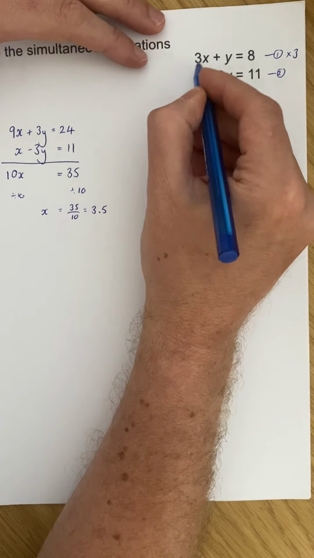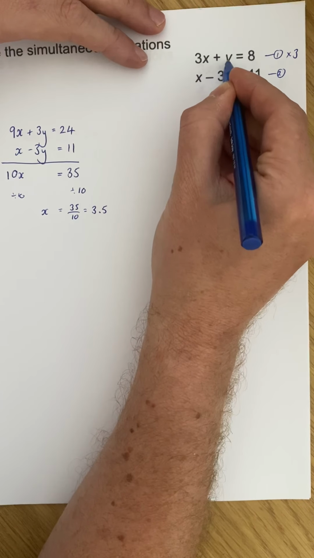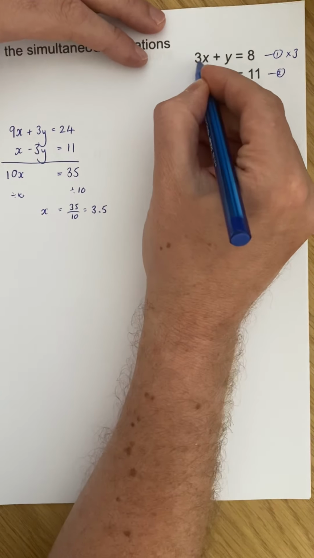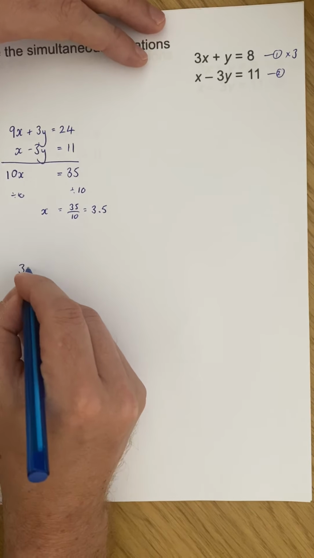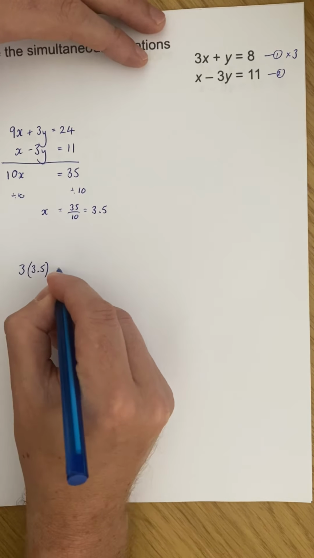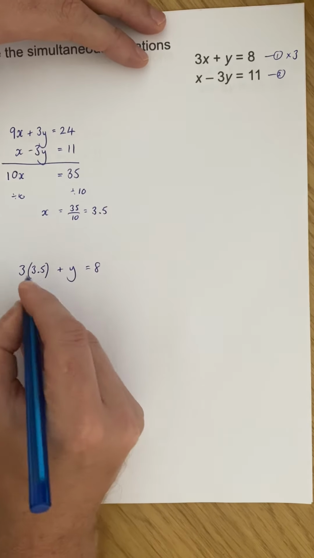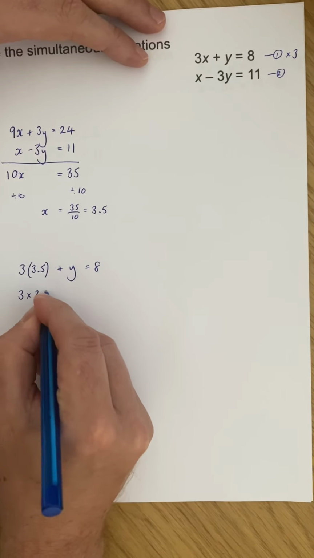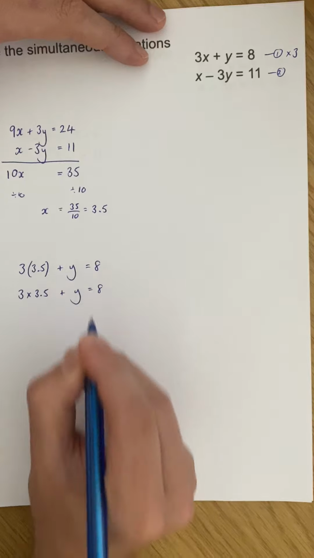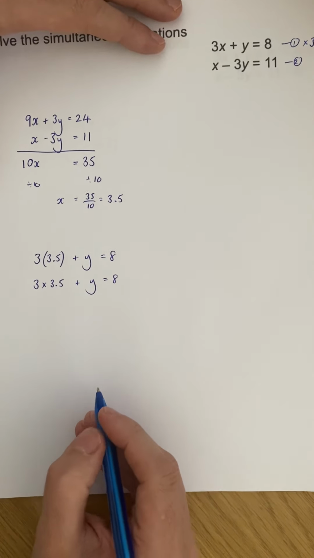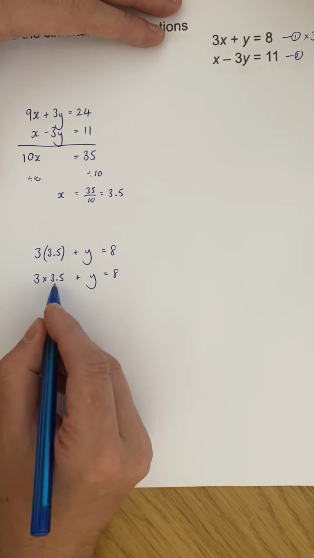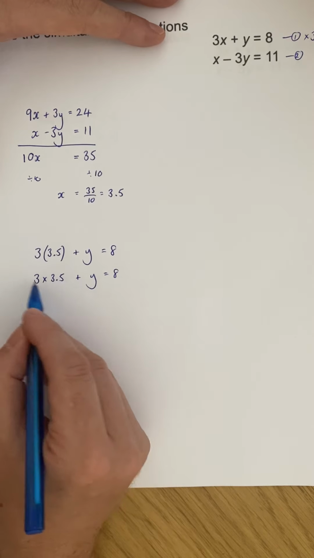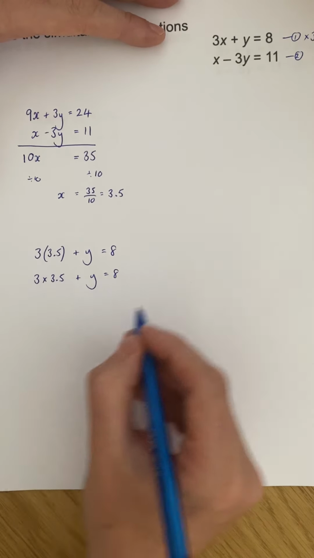So what we'll end up with, we've got 3 lots of x plus y is 8, except we now know that x is 3.5. So we can do 3 lots of 3.5 plus y equals 8. This just means 3 times 3.5. Some of us may prefer to write it as 3 times 3.5 plus y equals 8. Now it's a non-calculator question, but I don't think that's particularly too challenging to do. 3 times 3 would be 9, and 3 times 0.5 would be 1.5. So 3 times 3.5 is 10.5.